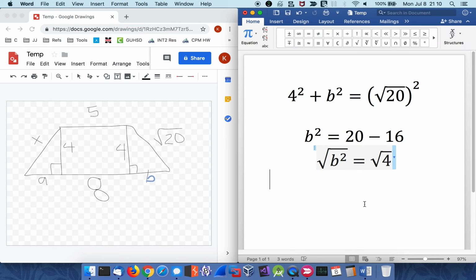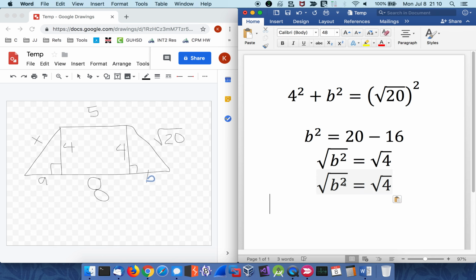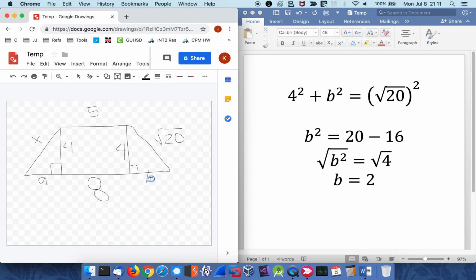So the square root of b squared, just like we said already, it's going to be just b. And then the square root of 4 is 2. Boom. Done. All right. So b over here, we know that this thing, how do I get rid of it? That thing is actually 2.